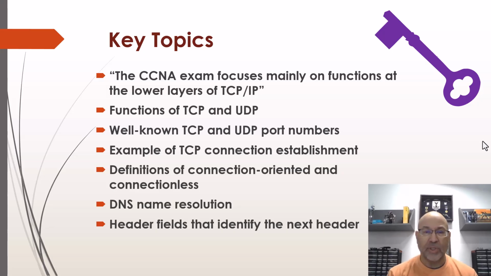So our key topics here, we're going to look at the functions of TCP and UDP. They're both at layer 4, but they do different things. And then we'll talk about the kinds of port numbers that are out there, and especially the well-known port numbers which servers listen to. And then we'll talk a little bit about an example of a TCP connection establishment. I'll go through some handshakes with you. Connection-oriented versus connectionless. This is the famous definition that we have at layer 4 and comparing TCP and UDP. A little bit about DNS name resolution. And then we'll talk about the header fields that we see in applications.